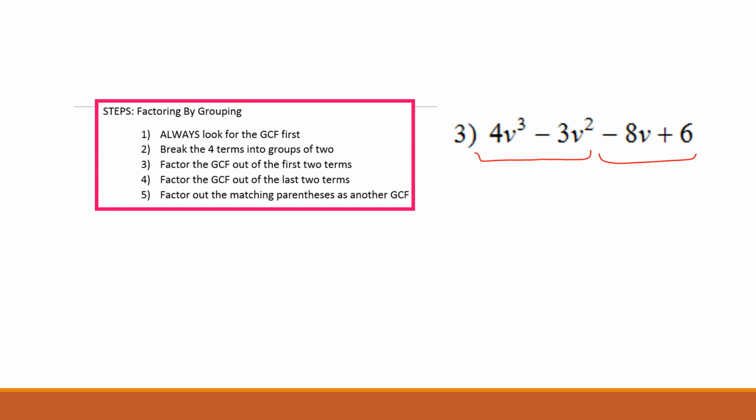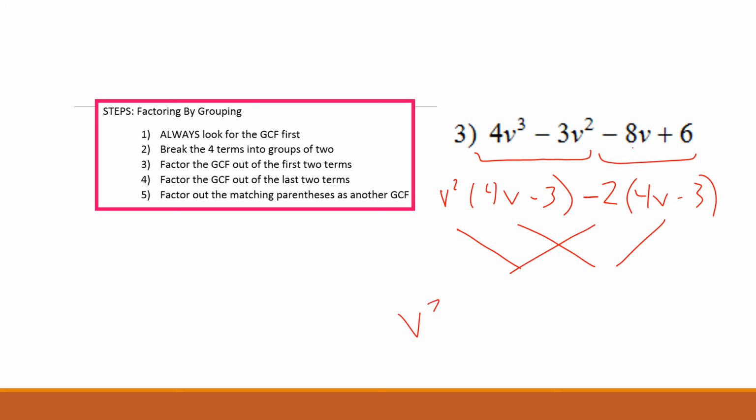Group the first two, group the last two. V squared leaves me with 4v minus 3. Now this is a negative. I'm going to say always take a negative out of there. So I take out a negative 2. So whatever the GCF is, just make it negative. Leaves me with 4v minus 3. So again, these are the same. As long as they are the same, I can go on and write my factors. So v squared minus 2, 4v minus 3.